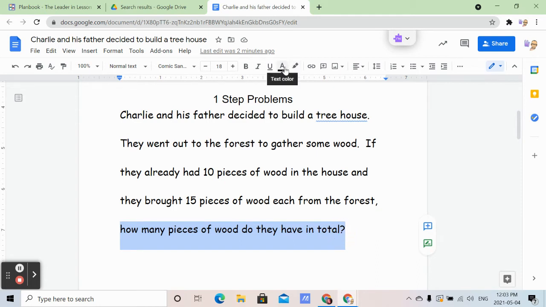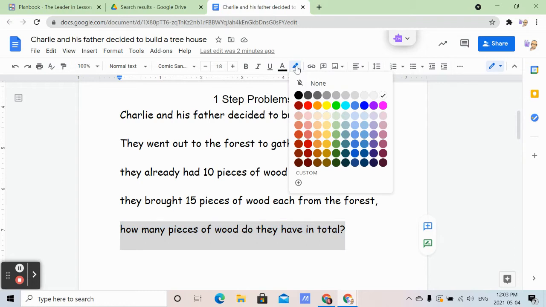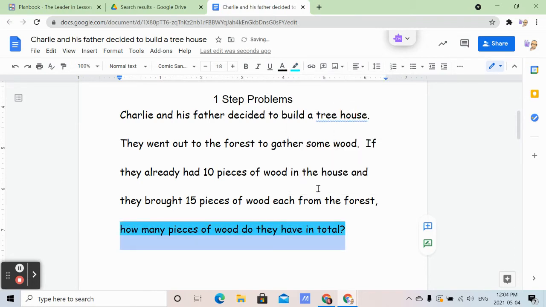So to highlight, this is a highlighter. Use a lighter color. I'm going to use blue for this one. If you use darker colors, obviously you're going to have trouble reading the information. How many pieces of wood do they have in total? So look for words like in total. That means I'm going to have to add, right?